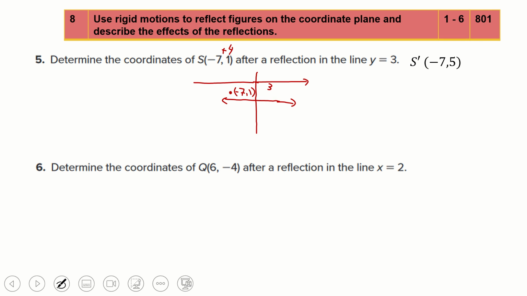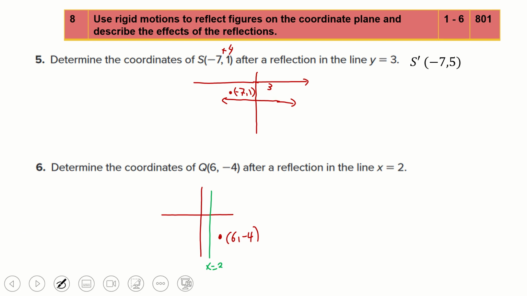So here, 6 and minus 4 lies somewhere here. This is 6 and minus 4, and you're doing the reflection in the line x equals 2.